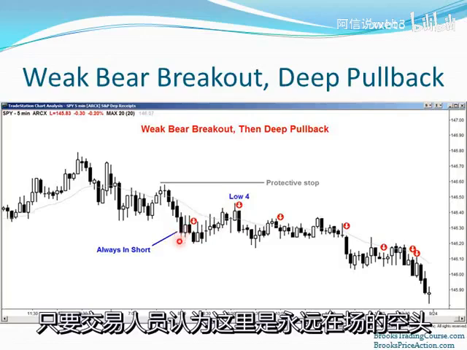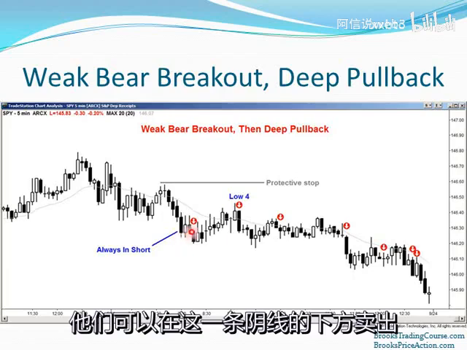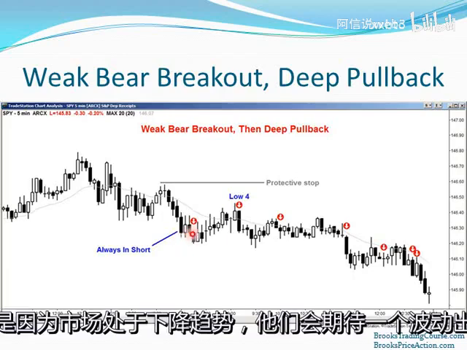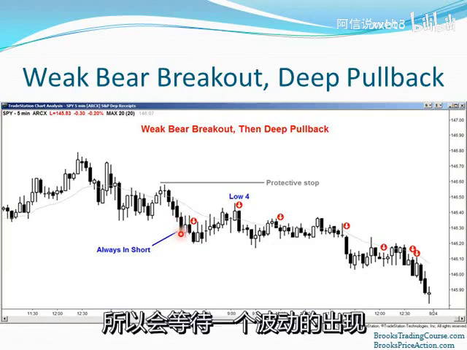Traders could short, as I said, the close of the breakout bar. As soon as they decided it was always in short, they could sell there. They could sell below this bear bar. But they're looking for a swing. The market's in a bear trend, and they just decided at this moment that it's in a bear trend. So they're looking for a swing.